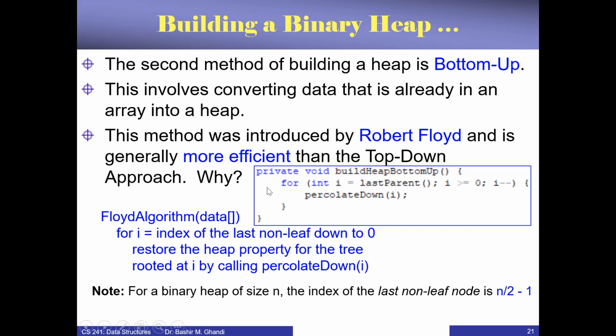We shall see in terms of implementation that this algorithm can be implemented simply by repeatedly calling percolate down at i, where i starts from the last parent until 0. So for i from last parent, as long as i is greater or equal to 0, percolate down at i, then decrement i by 1. Eventually i will be negative and we will stop.